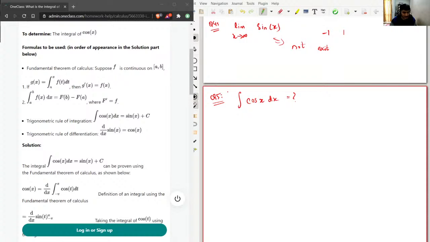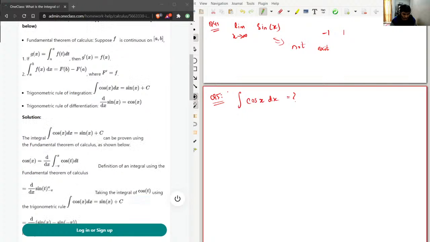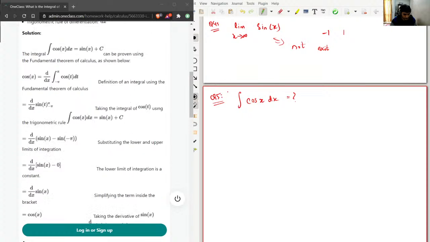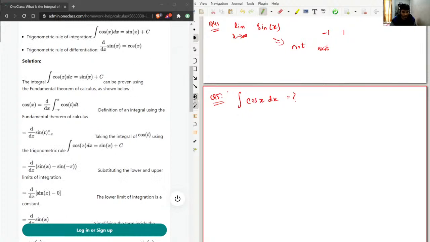So to determine the integral of cosine x, we use the formulas, the fundamental theorem of calculus. Suppose f is continuous on a and b. This is the trigonometric rule of integration. They have directly given the answer also. Trigonometric rule of differentiation. So for the solution, I'll just follow this procedure, because we haven't ever seen the derivation of such integrals. We directly know that if the differentiation of sine x is cosine x, then the integral of cosine x will be sine x only.